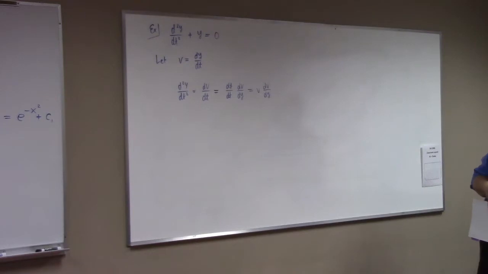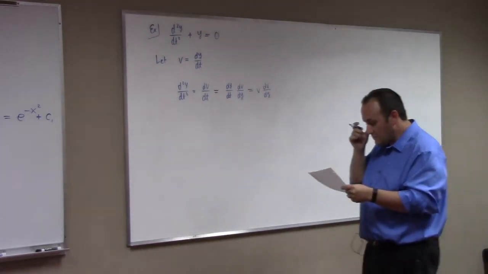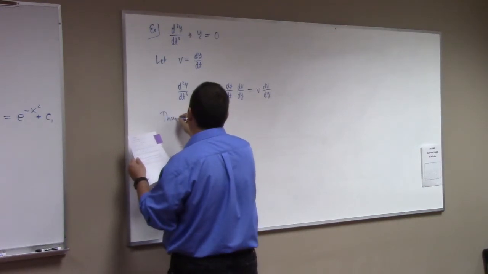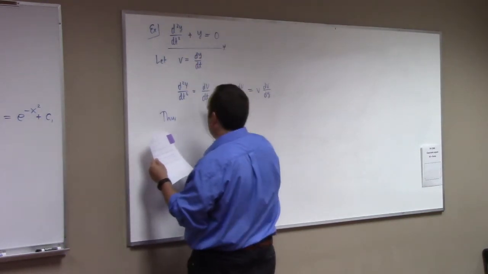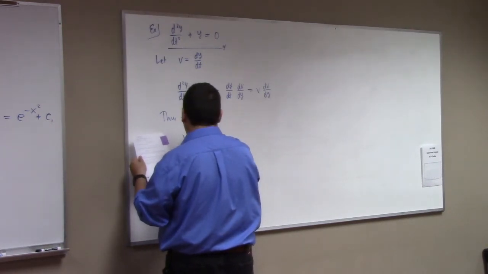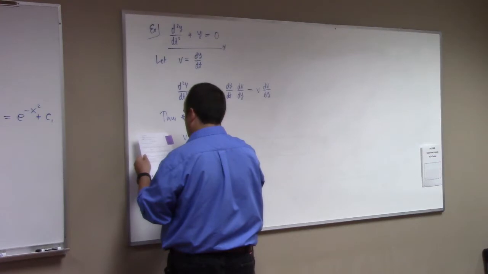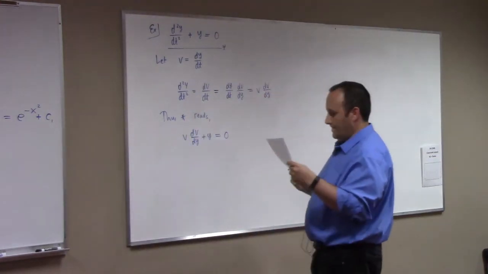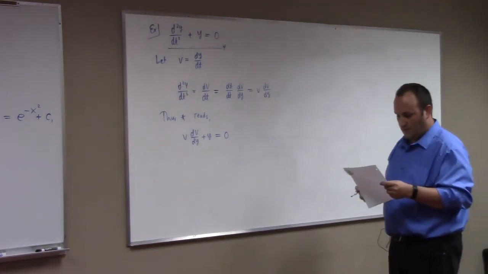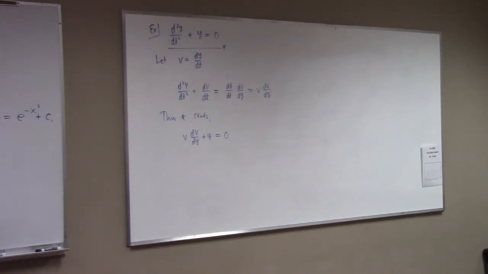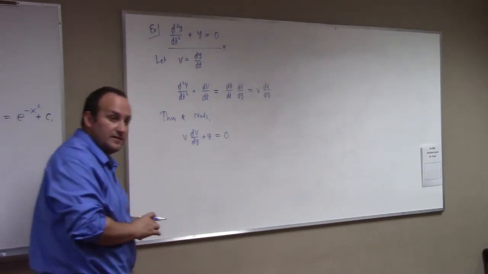And so what do we have? Going back to star, it reads v dv dy plus y equals 0. How would you solve that problem? What kind of differential equation is that? What is it? Separable?